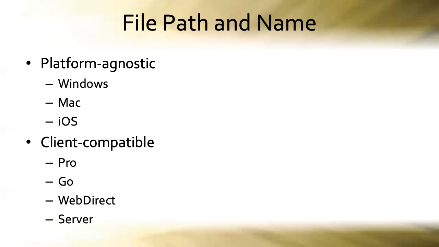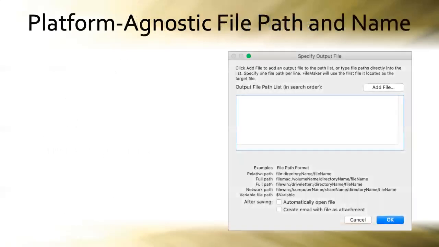FileMaker Server can be set to run scripts on a scheduled basis. So Server can even run scripts, right? And if we're going to generate reports, we need to make sure that our file path and name will work under all possible scenarios. Well, in order to generate a platform agnostic file path and name, let me show you some examples that FileMaker gives us of valid file paths and names.